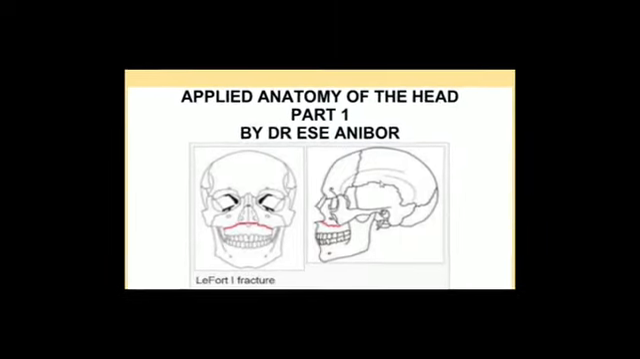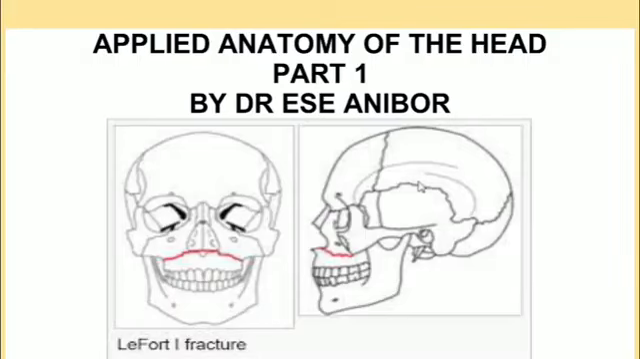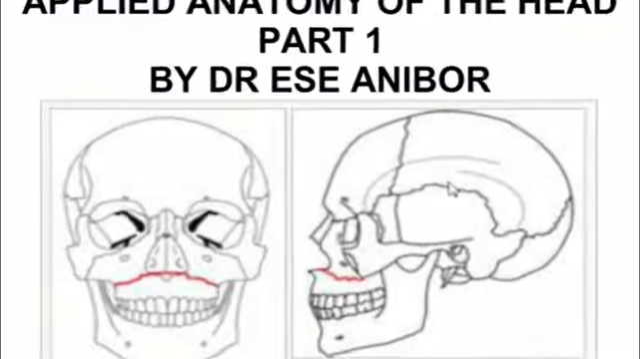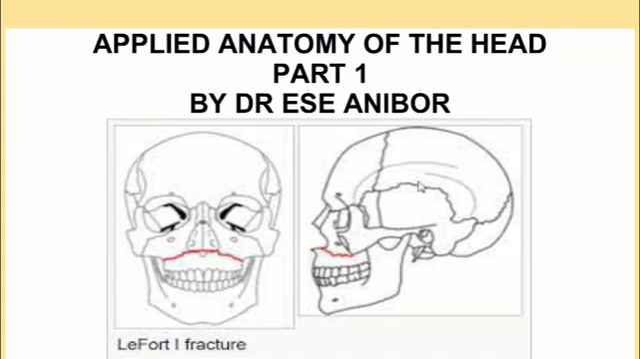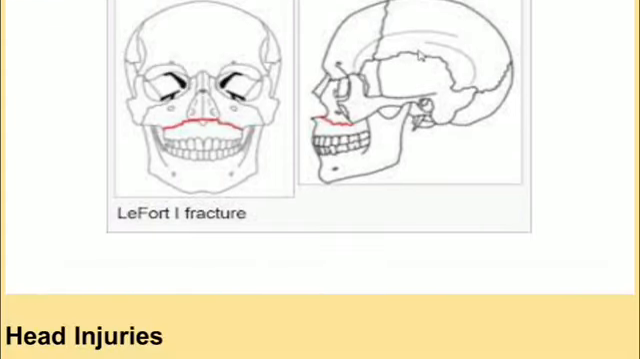The topic is Applied Anatomy of the Head, Part 1. I'm going to start right away with head injuries. Head injuries are a major cause of death and disability.